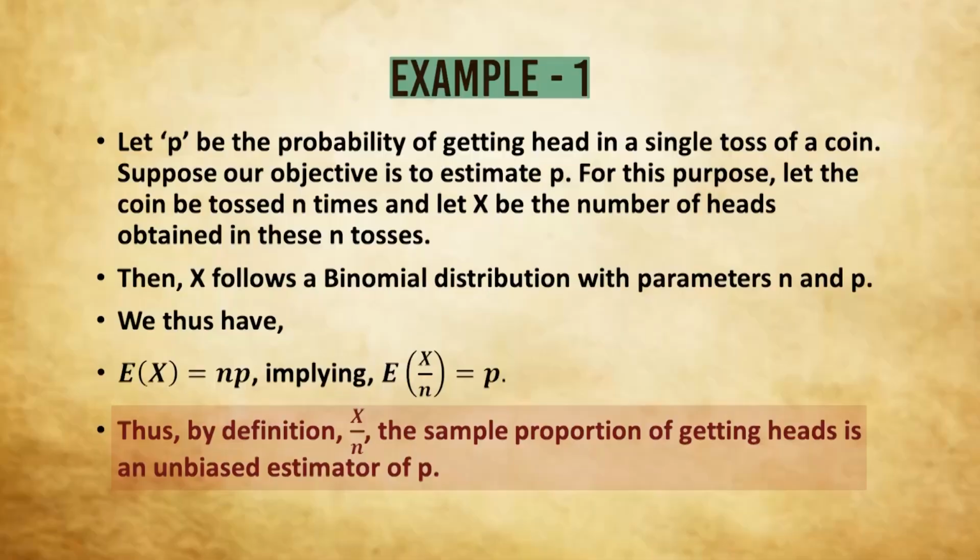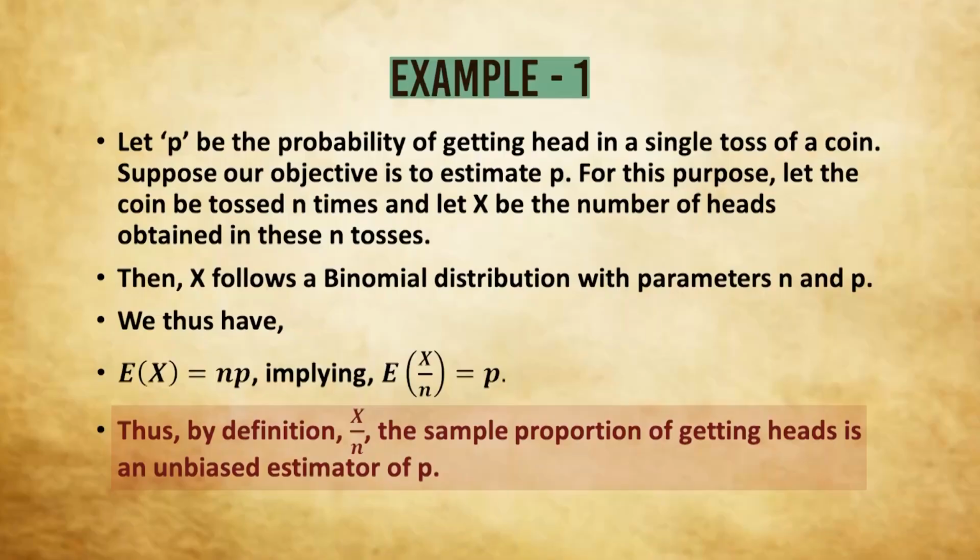So that means x by n will be an unbiased estimator of p according to the definition of unbiasedness. What is x by n? n is the number of tosses, x is the number of heads. So x by n is nothing but the sample proportion of getting heads. And what is p? The probability of getting head. So p is nothing but the population proportion of heads. So we can see that x by n, the sample proportion of getting heads, is an unbiased estimator of p.